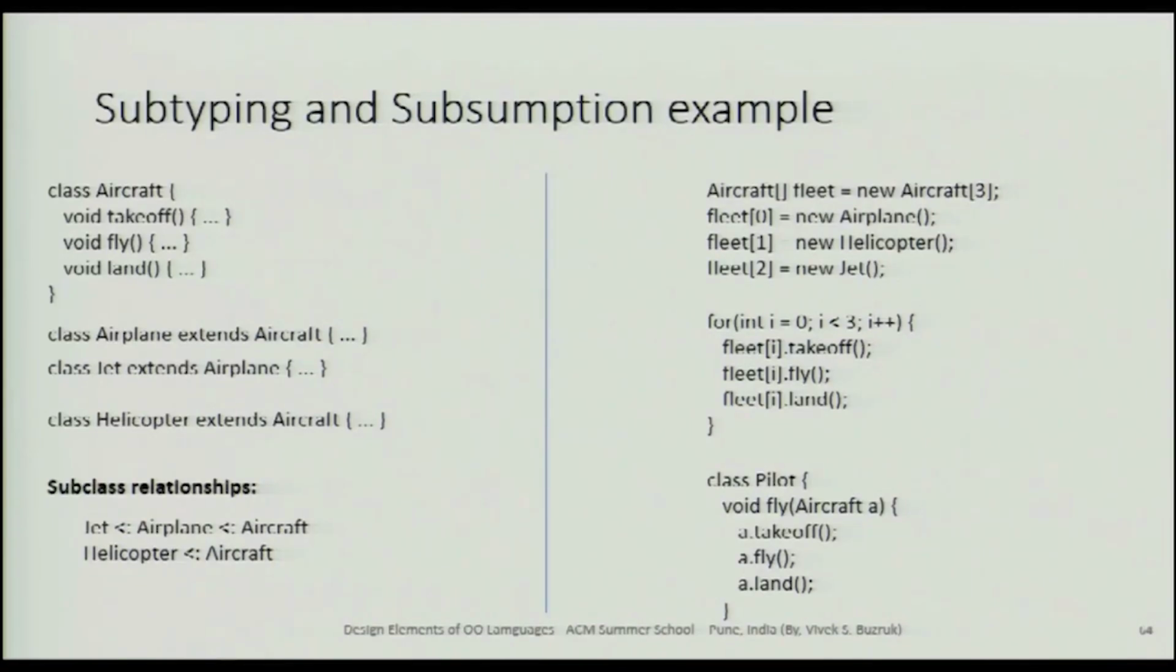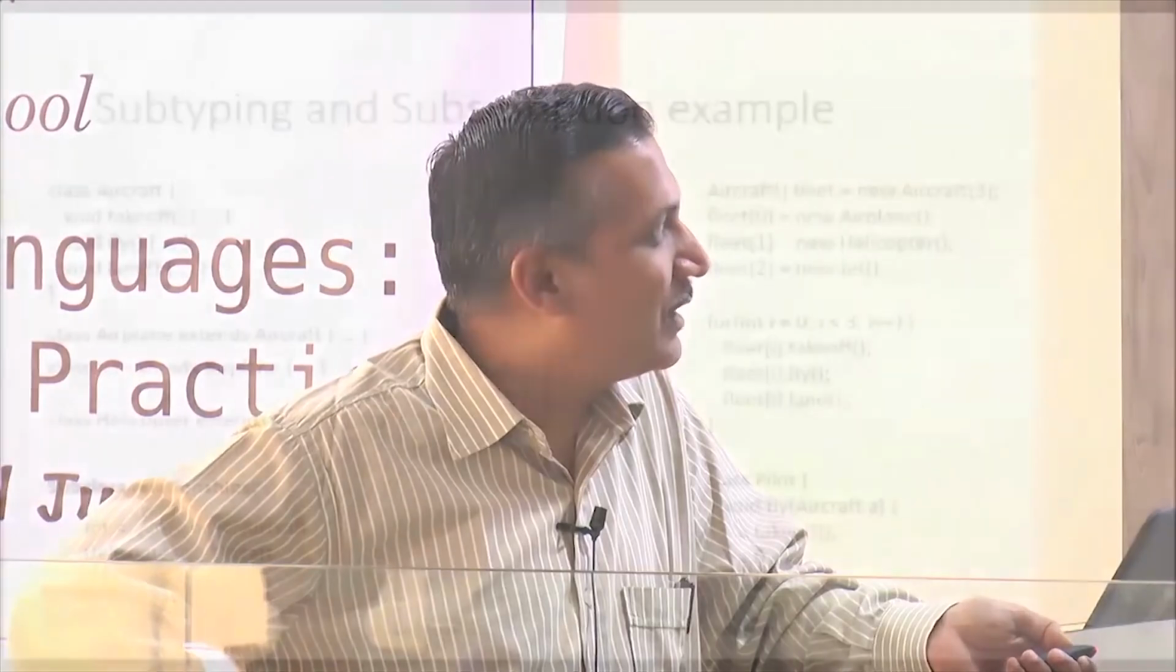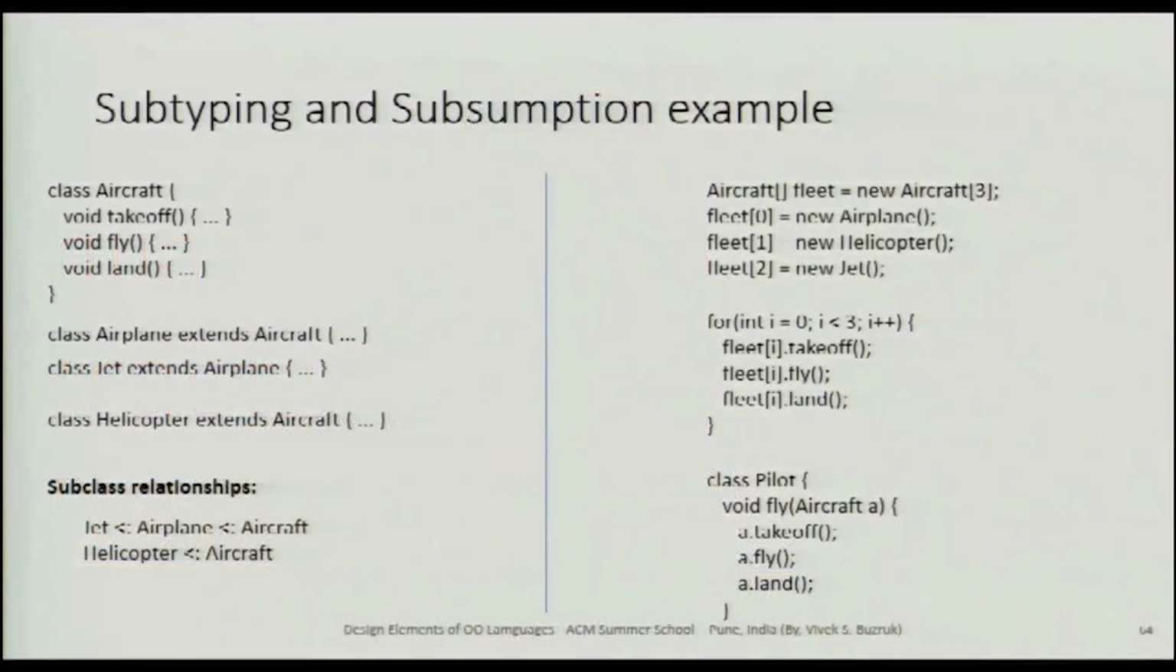Right. Any question? No. So now the same thing, obviously when I say fleet i take off, a jet will take off, or an airplane will take off, or maybe a helicopter will take off. You have to use virtual in case of C++, but you do not have to use virtual here. Okay. So this is what will happen, right. This is a typical example of how I can do this, and in fact this is a very interesting part here, you can look at that.